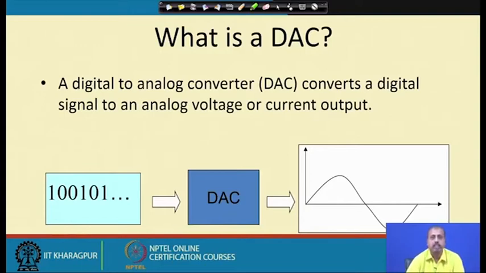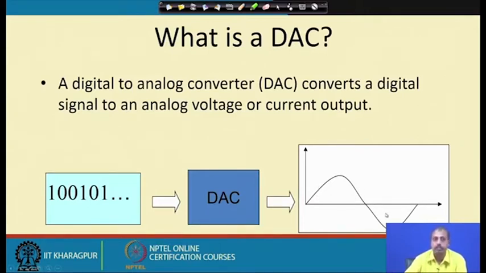So, as a result, this current and voltage, these two outputs, any of them is okay with us. If this is the digital to analog converter block and you give an input like 100, 101, etc., some bit pattern is fed, it is expected that it will output some analog signal.